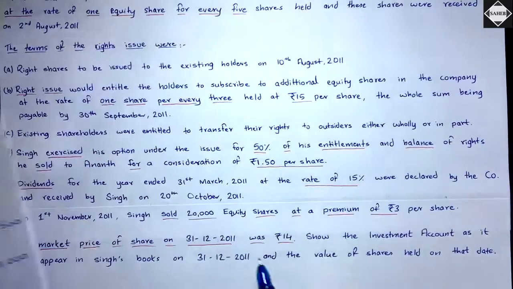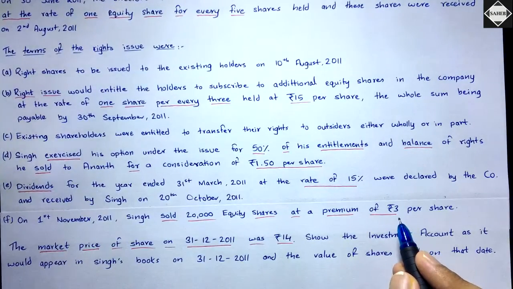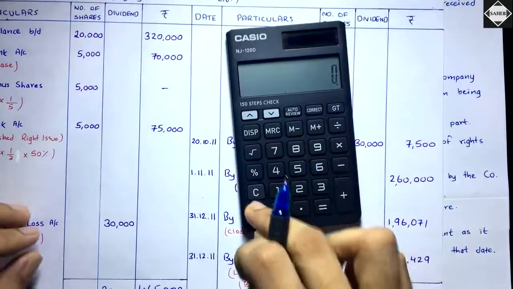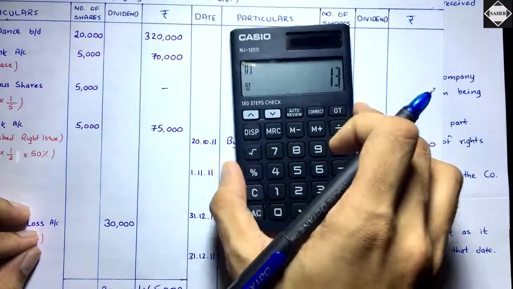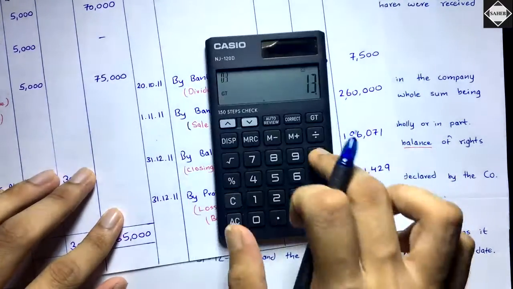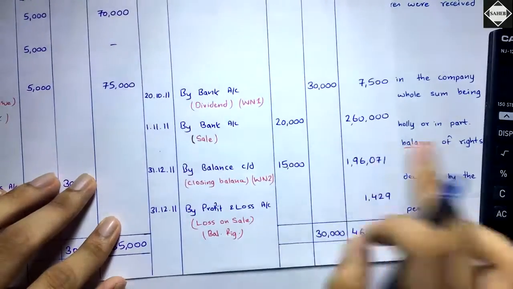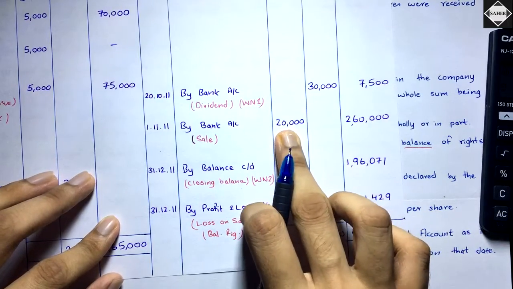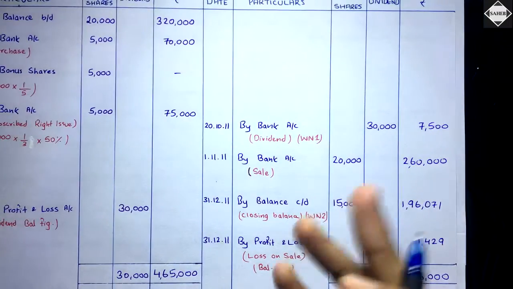How much did he sell? He sold 20,000 equity shares. So 20,000, and he sold at a premium of rupees 3 per share. Yeah. So 10 was the face value plus 3, yeah? So that's 13, yes? So at this price he sold the equity shares. So 13 into 20,000, the number of shares he sold, that's equal to 2,60,000. So 2,60,000 money Mr. Singh received. Is that clear? 20,000 shares sold for 2,60,000. Simple? Yes.